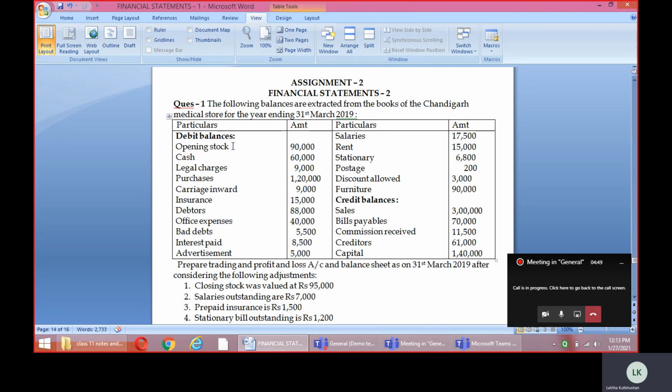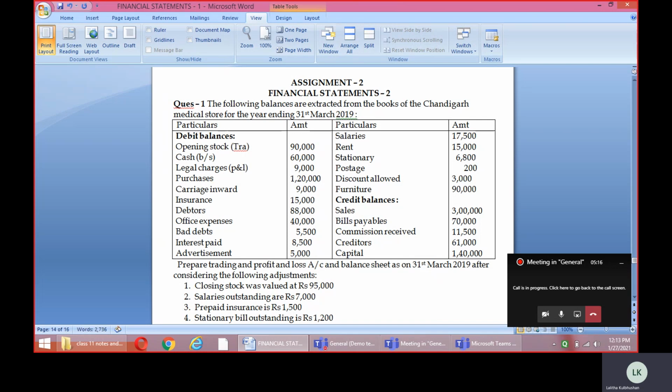The opening stock, as you know, we discussed already, comes in the trading account. So TRA stands for the trading account. The second item, cash, is a current asset, you know it very well, so hence it goes to the balance sheet. Legal charges are indirect expenses, so therefore they will go to the profit and loss account.